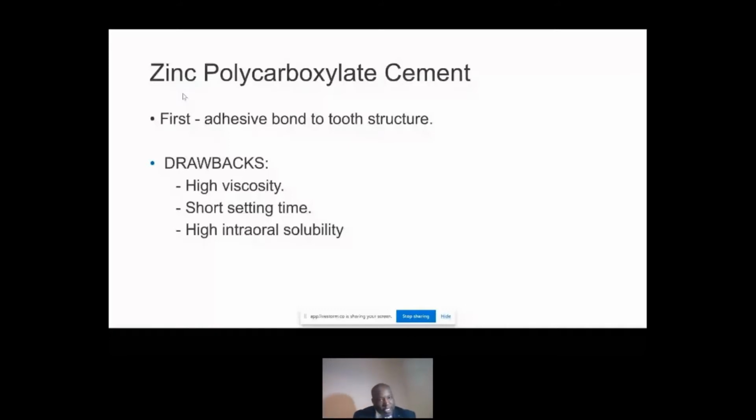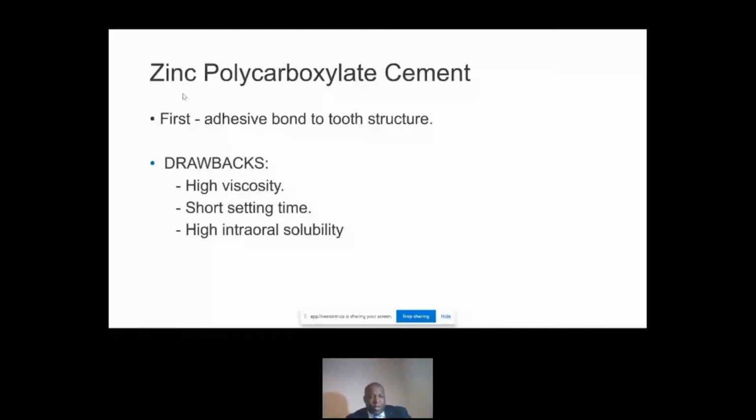However, there are drawbacks with polycarboxylates. It has high viscosity, which we said is an issue, as luting cements need to have thin film thickness. If not, it could distort the seating arrangement of a cement. It also has a very short working time, and to counteract that, you use a cold slab, but it also has solubility issues. And as we said, a cement should be insoluble, so it's impervious to attack.